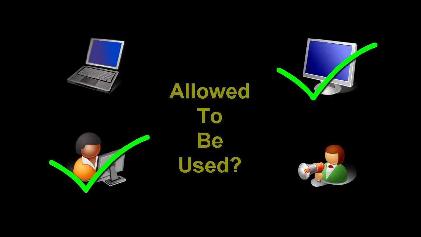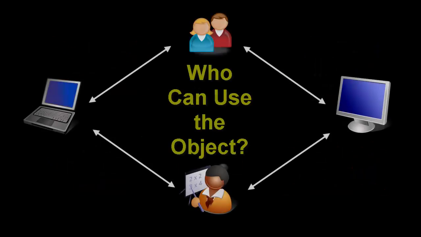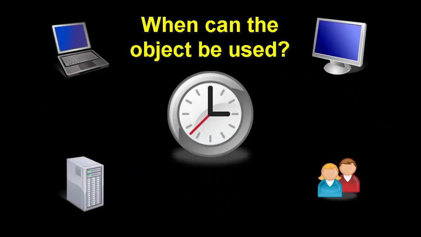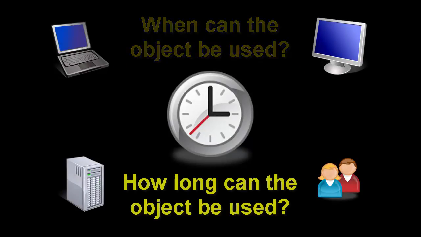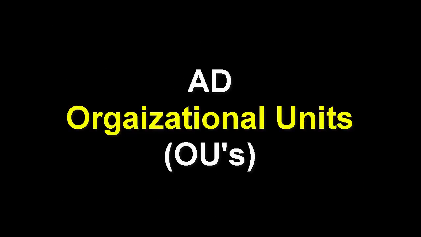Active Directory can control several aspects of each object, such as, is that object allowed to be used? Who can and can't use the object? When can the object be used? How long can the object be used? Organizational units.